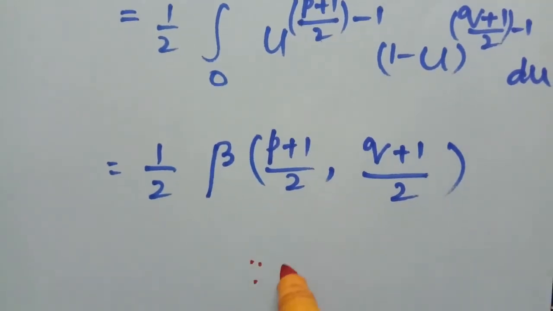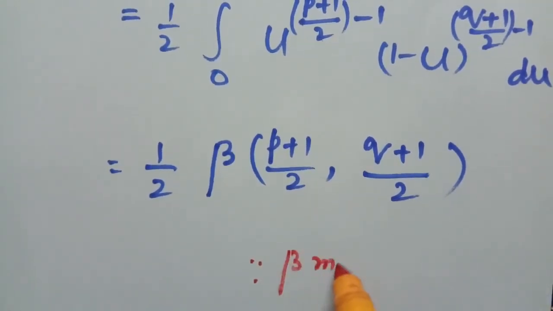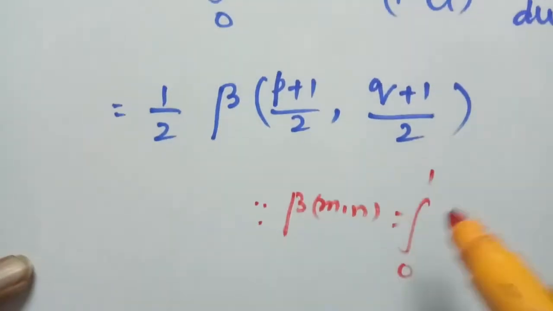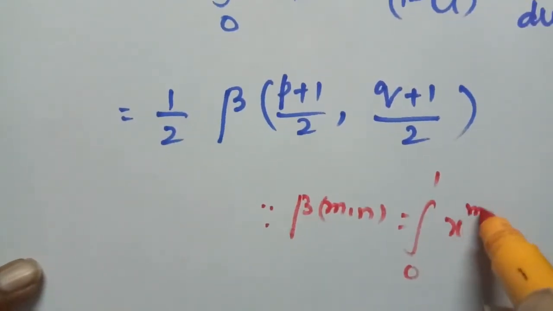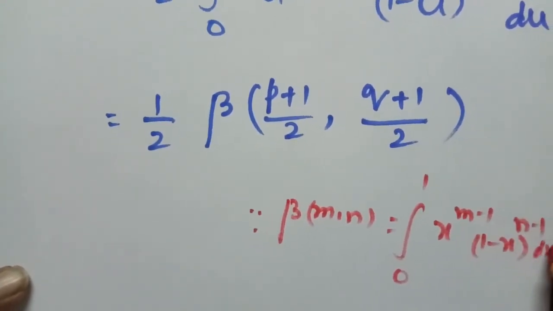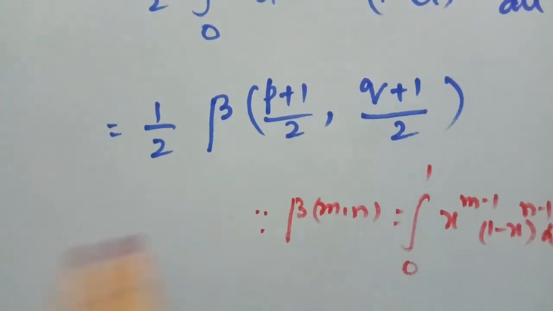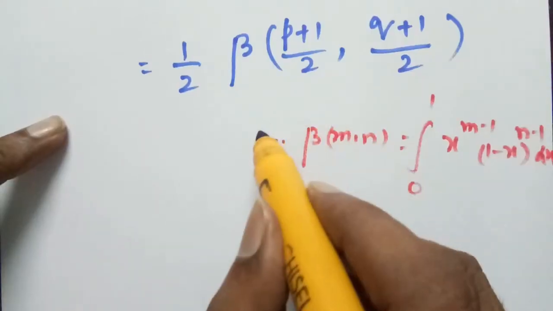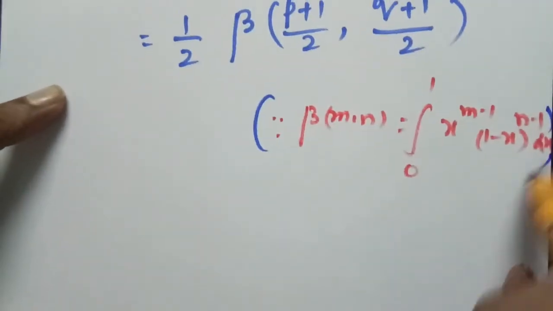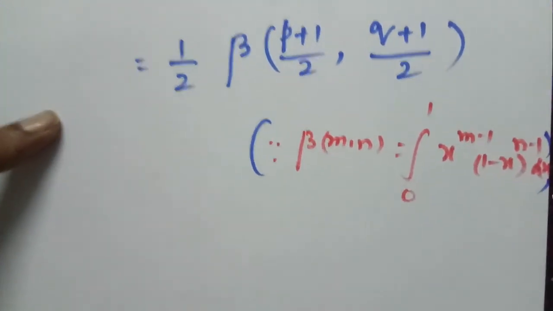since beta m comma n is equal to integral 0 to 1 x to the power of m minus 1 into 1 minus x whole to the power of n minus 1 dx. This is the basic definition. Instead of m here, p plus 1 by 2, instead of n here, q plus 1 by 2.